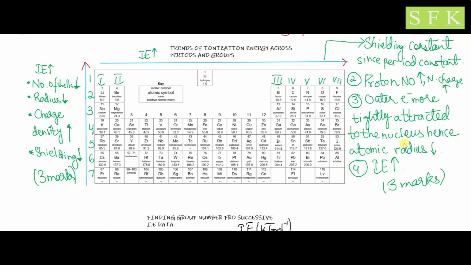So as a result, the electron density around the nucleus will shrink, and hence the atomic radius will decrease, which will increase the ionization energy because the outermost electron will get more tightly attracted to the nucleus and more energy will be needed to remove it. Again, 3 marks. So you must learn these points because they are directly from the marking scheme actually.